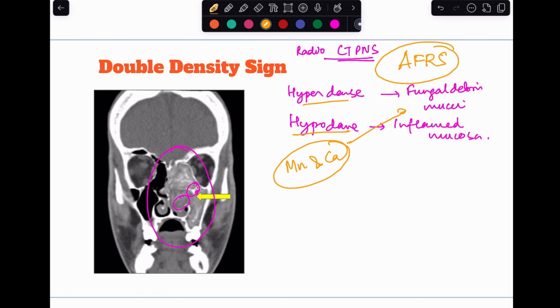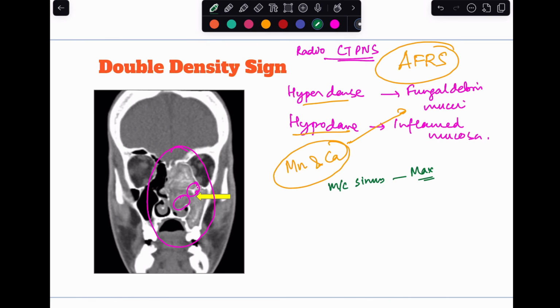Now, a few MCQ questions with regard to this. The most common sinus which is involved in allergic fungal rhinosinusitis is the maxillary sinus. And this hyperdensity that we are seeing in a sinus is not always blood or a tumor. In chronic rhinosinusitis, when we are seeing this, it is indicative of fungal etiology. And allergic fungal rhinosinusitis should be differentiated from invasive fungal sinusitis.